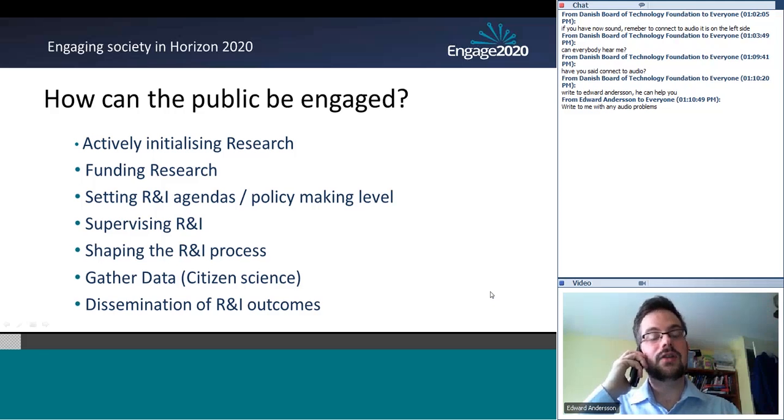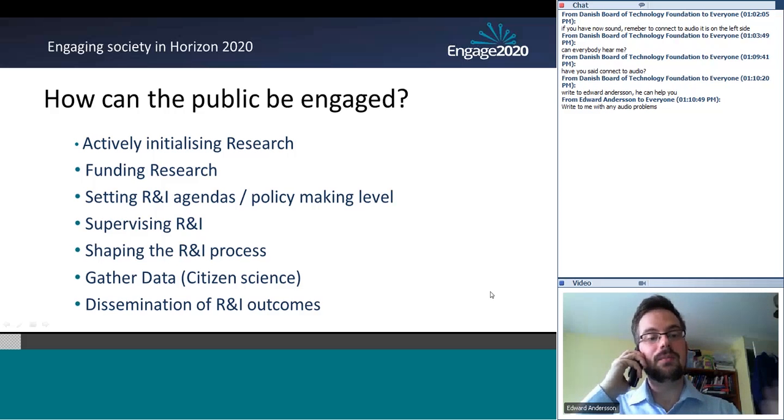They can help set R&I agendas at the policy-making level. So citizens have been actively involved in assessing nanotechnologies, synthetic biology, and many other big emerging issues in many European countries. They can supervise research and innovation. They can sit on a steering group or an ethics group, or just in general keep tabs on how the research is going.